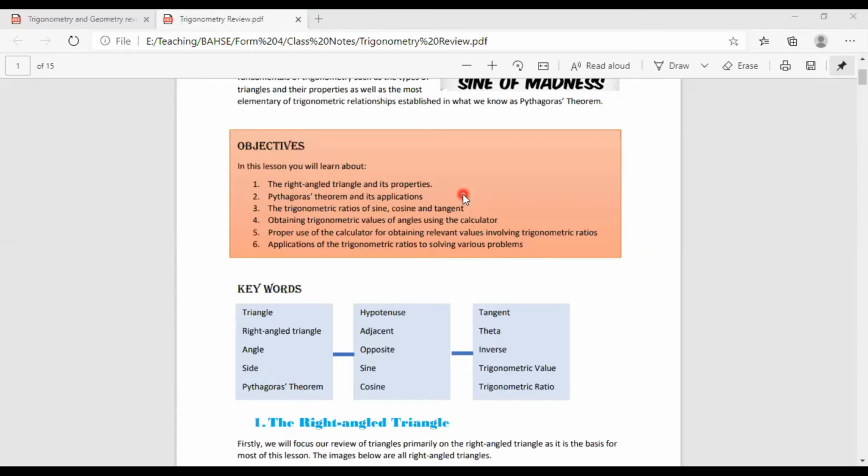Then obviously you want to know how to use your calculator properly, so you're going to learn about getting the trigonometric values of angles using your calculator, and then how you would use your calculator to get the values involved with particular trig ratios. And from there, once we know how to do those things, we should be able to apply trigonometric ratios to solve a variety of problems that we may meet.